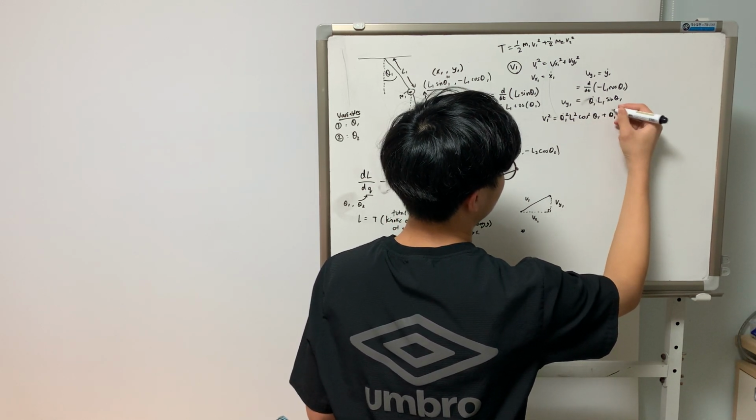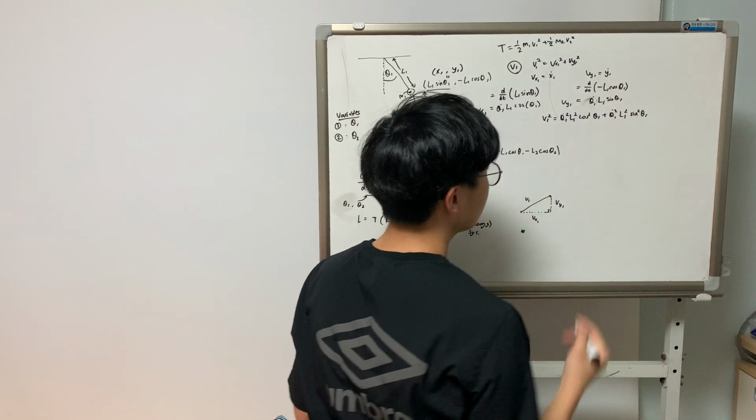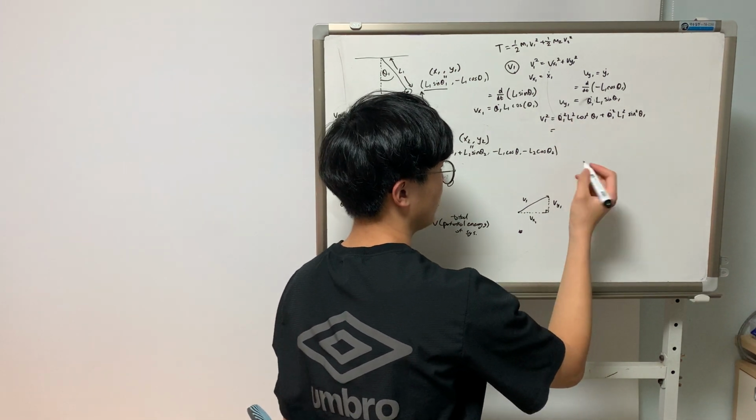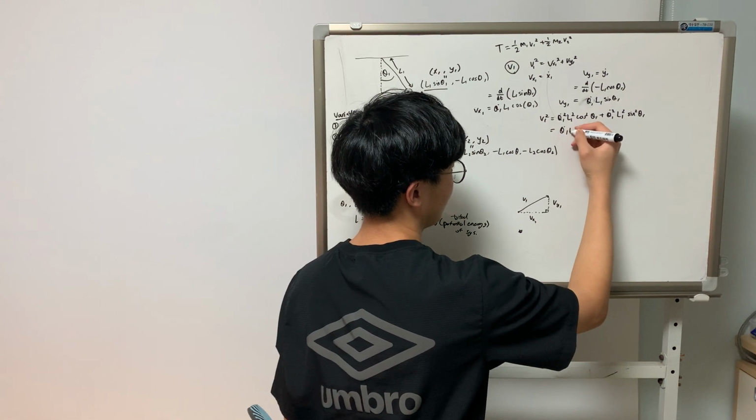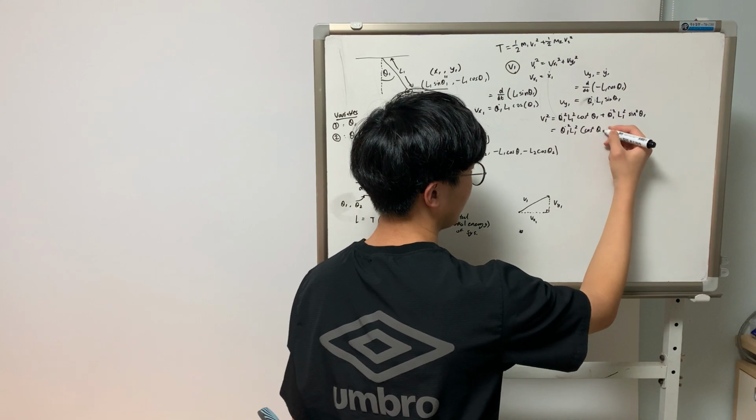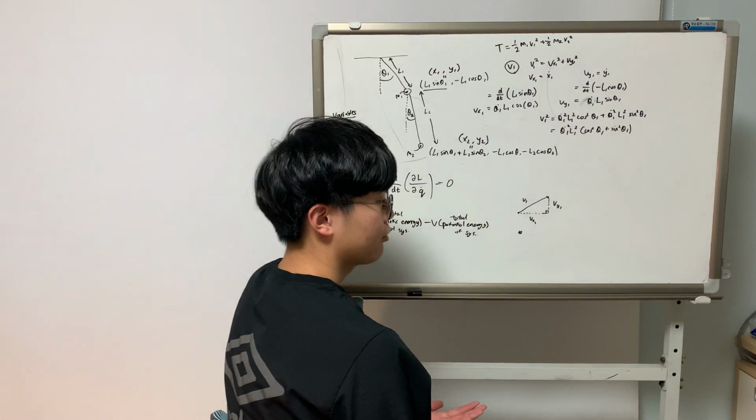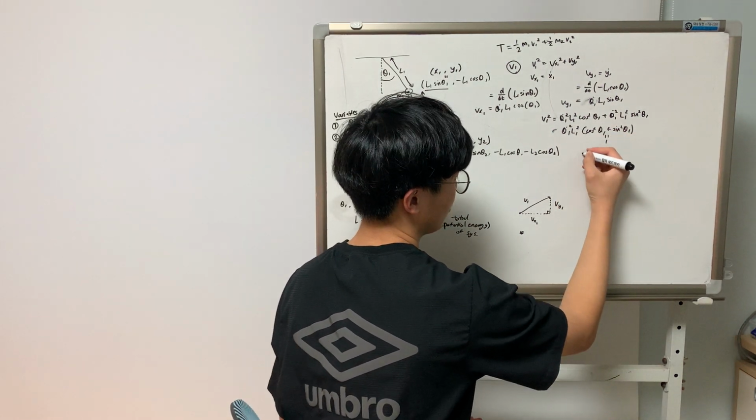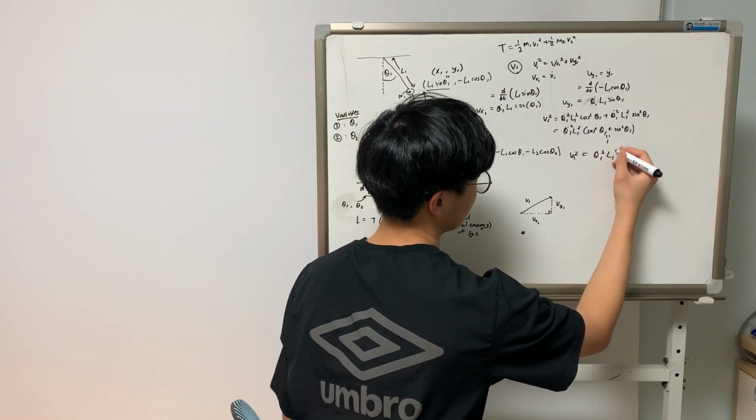Plus L1 squared sine squared theta 1. Now what do we notice here? Well, if we factor these two expressions by theta 1 dot squared L1 squared, we get cosine squared theta 1 plus sine squared theta 1. And what do we know from trigonometric identities that this equals? Well, this equals 1. And so we get V1 squared is equal to theta 1 dot squared L1 squared.